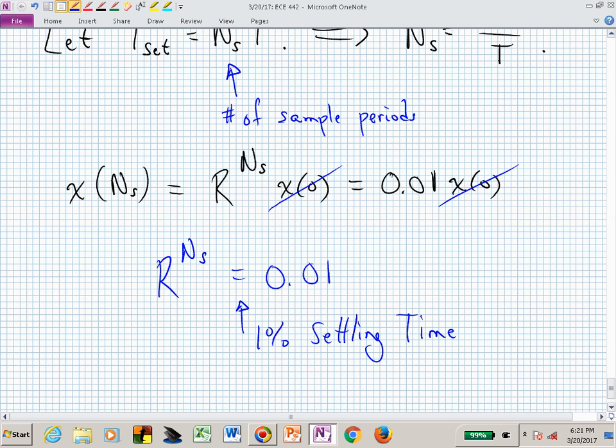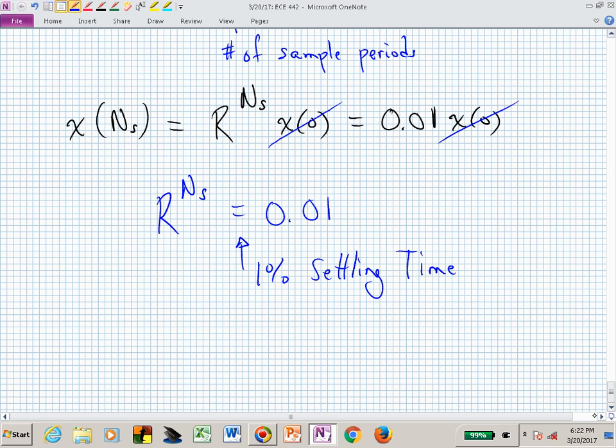We're trying to find relationships between the radius and the number of samples to get us to a 1% settling time. If you are outside the unit circle, we are not going to have any kind of final value or settling time. So we really wouldn't be worrying about this settling time question if R is bigger than 1. So we're assuming that R is less than 1 in magnitude to make the question have any meaning in terms of settling time.